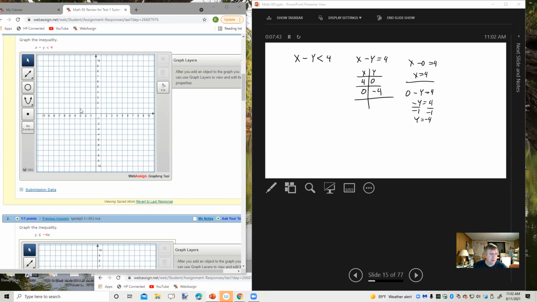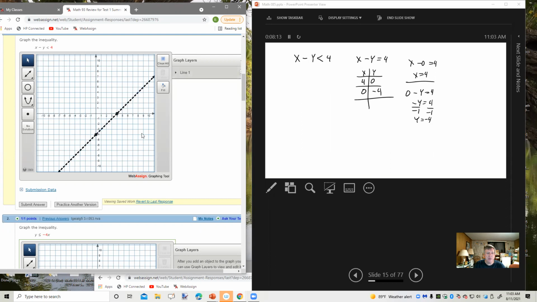Now, we're going to go over to graph it on the WebAssign screen. And we're graphing a linear inequality. So I click on that until it turns blue. Let's see, my scale is 1 square is 1 unit. 4, 0 is there. 0, -4 is there. But my actual inequality does not include an equal sign, so I'm going to want a dashed line.